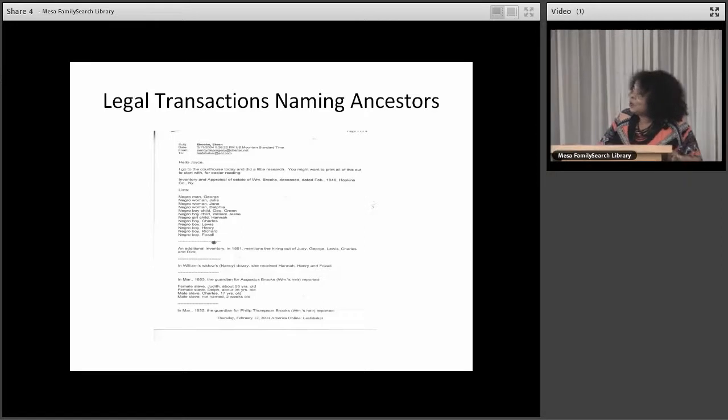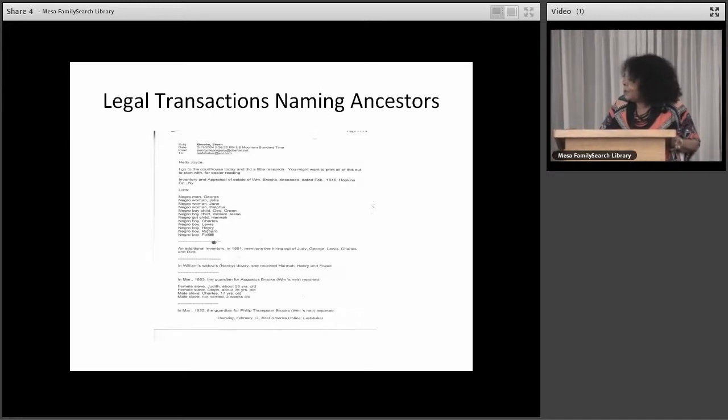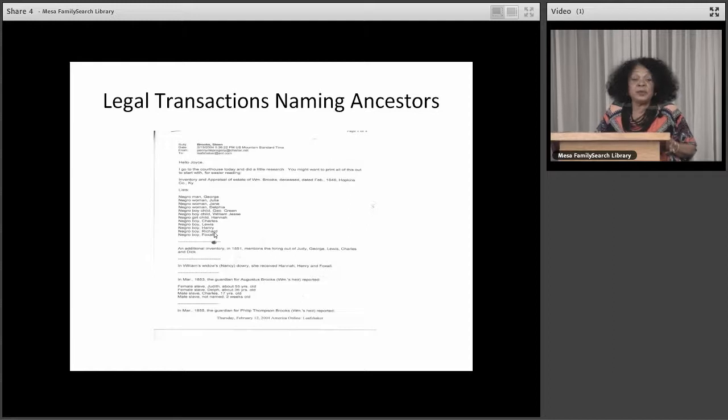And it's the inventory and appraisal of the estate of William Brooks from 1846. And right there is my great-great-grandfather, Richard Brooks, as a little boy, and that's his brother Fox, or Foxall. An additional inventory in 1851 mentions the hiring out of some of the slaves. And the widow, in her dowry, she received Hannah, Henry, and Fox. So the brothers were separated.